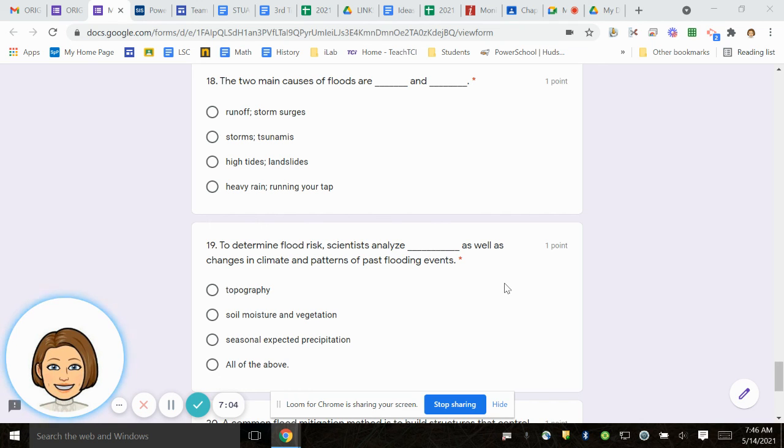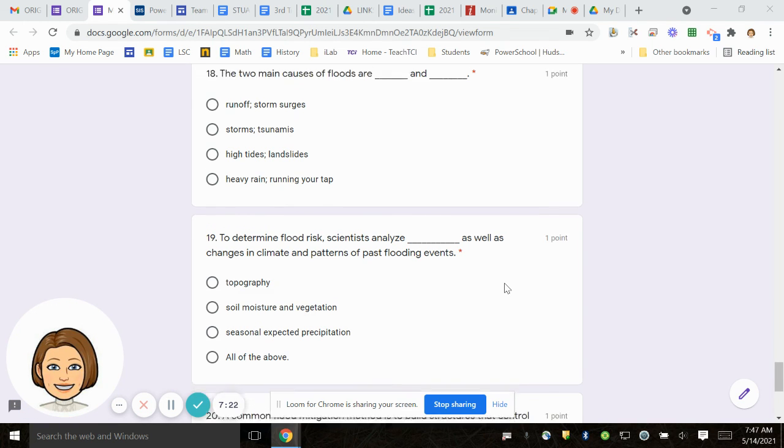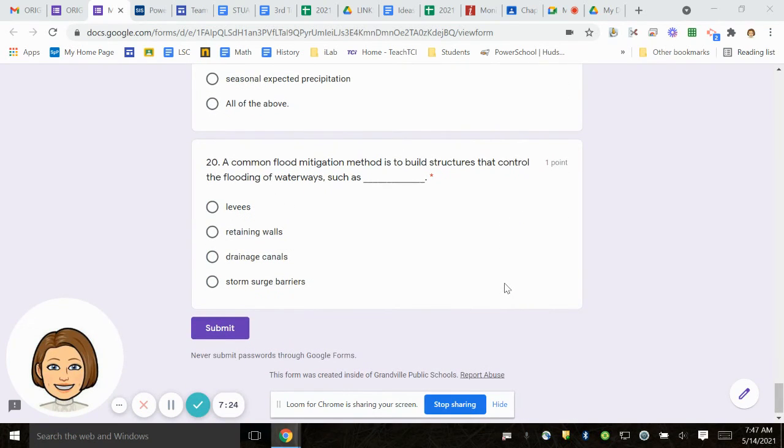Number 19. To determine flood risk, scientists analyze blank as well as changes in climate and patterns of past flooding events. Topography, soil moisture and vegetation, seasonal expected precipitation, all of the above. And number 20. A common flood mitigation method is to build structures that control the flooding of waterways, such as levees, retaining walls, drainage canals, storm surge barriers.